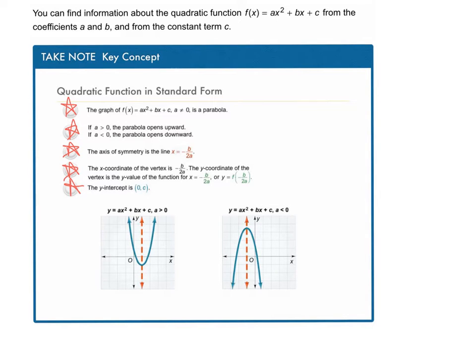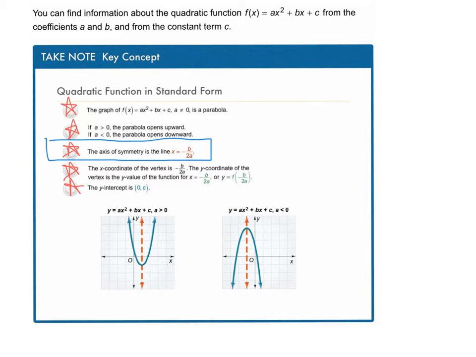Same old. The first new thing is the axis of symmetry. The axis of symmetry is the line x = -b/(2a). So that means if we take our b value and our a value and plug it in and simplify it down, that's going to give us our axis of symmetry. Now that's really important because we know that the vertex is somewhere on that axis of symmetry.